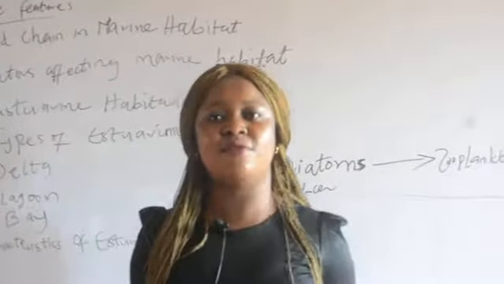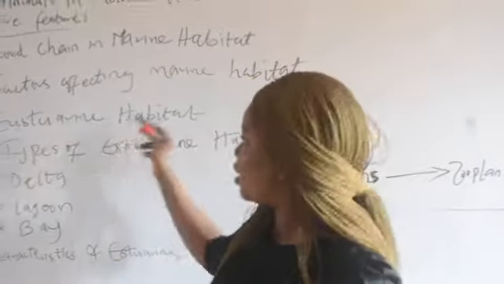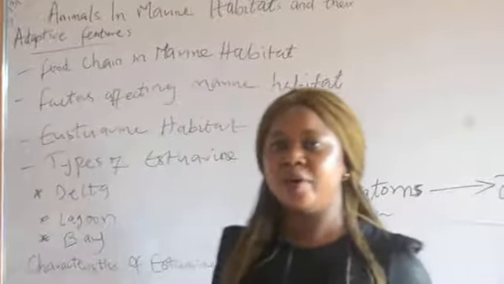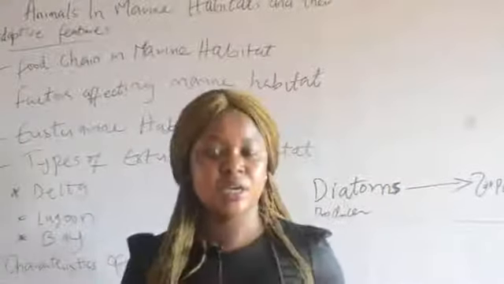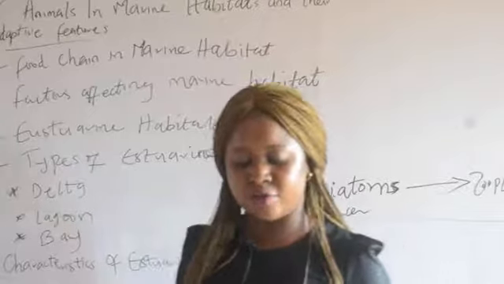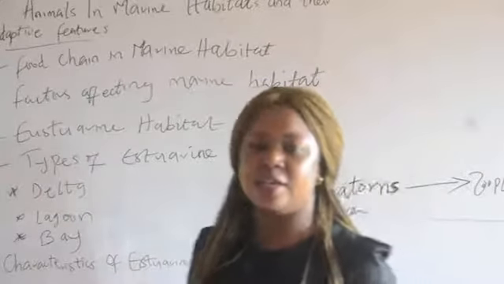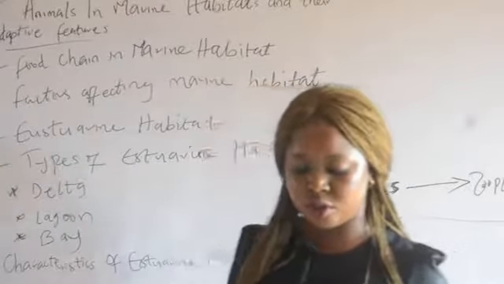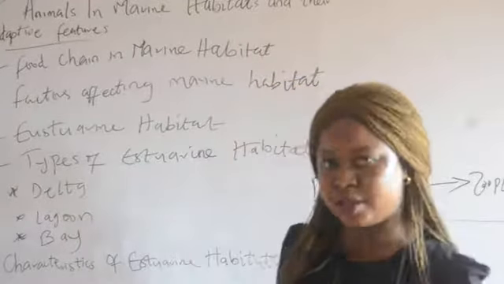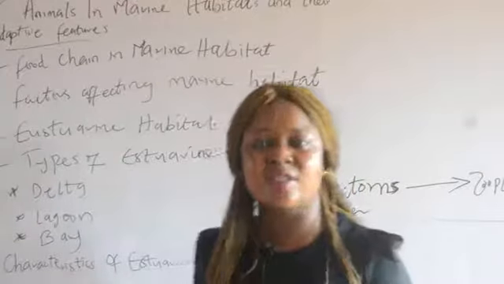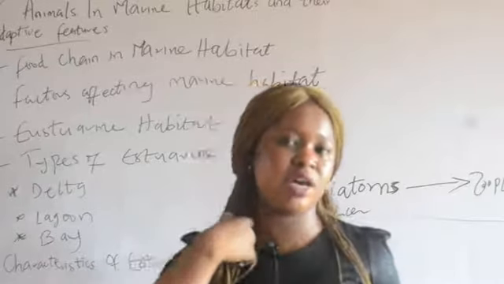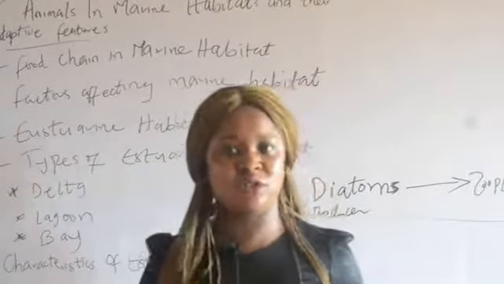So the next type of aquatic habitat is the estuarine habitat. Most of you hear the word estuarine habitat. What is it all about? The estuarine habitat is a body of water formed at the coast as a result of the action of tide, which mixes salt water from the sea with fresh water from the land. Estuarine water is a mixture of both salt water from the sea and fresh water from the land.